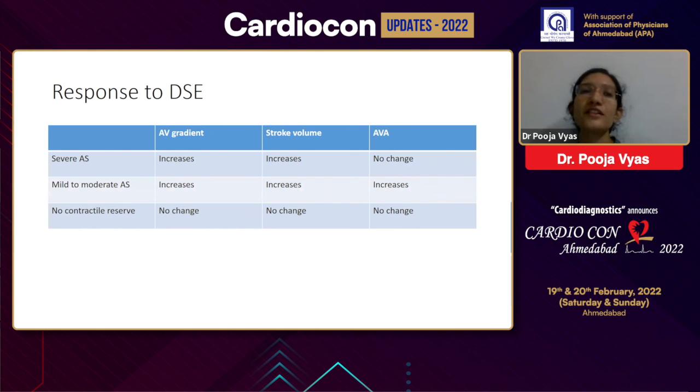So response to dobutamine stress echo can be as follows. With true severe AS, AV gradient will increase, stroke volume will increase, and aortic valve area will not change. But if there is pseudo-severe aortic stenosis, which means functional aortic stenosis with mild to moderate aortic stenosis, aortic valve gradient will increase, stroke volume will increase, but with that aortic valve area will also increase, and usually it increases to more than 1.2 centimeter square. And where there is no contractile reserve, there will be no change in AV gradient, stroke volume or aortic valve area with dobutamine infusion.